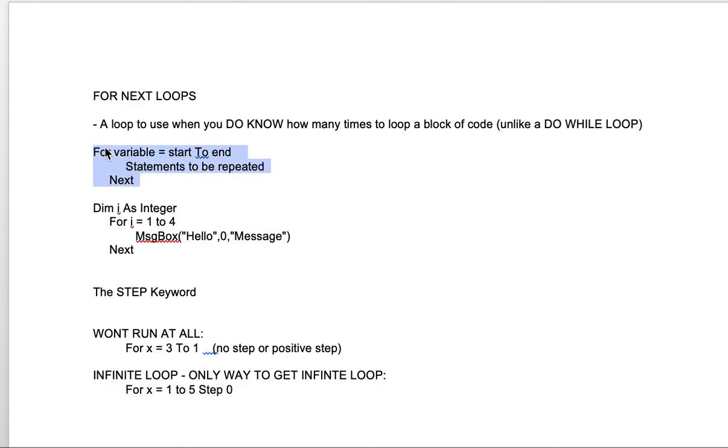Right there, we say the keyword For, then some kind of variable that we declared prior to this, equals some number that the variable is going to start at. Most likely the variable is going to be an integer. And you're going to have a number here where the variable is going to start, the keyword To, capital T, O, and then an ending value for that variable.